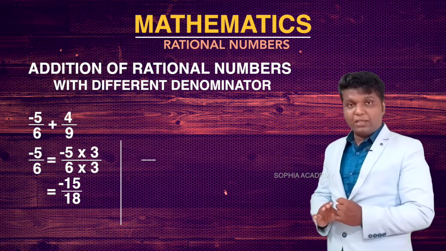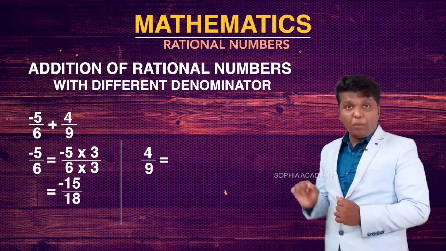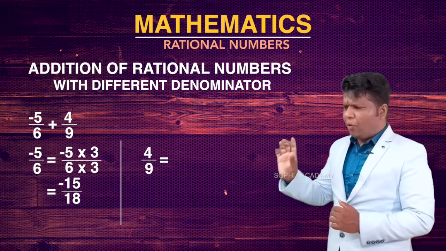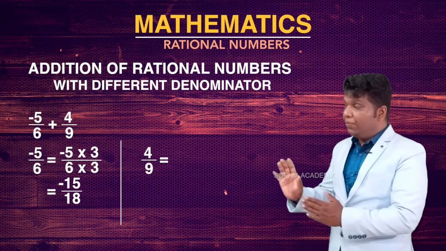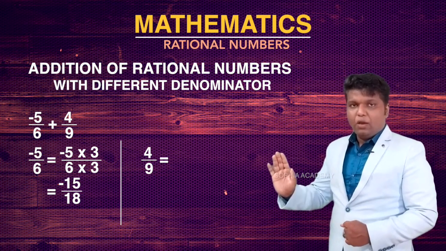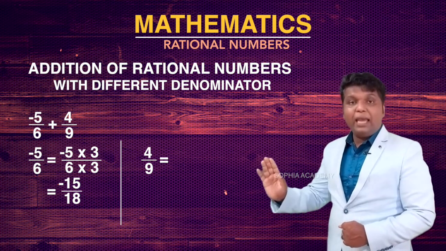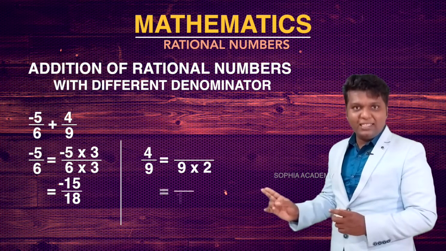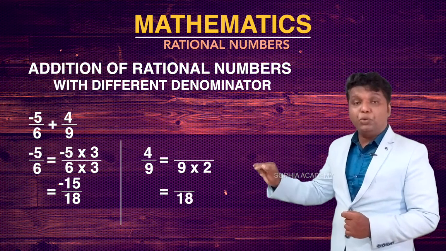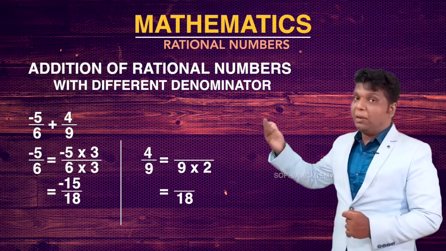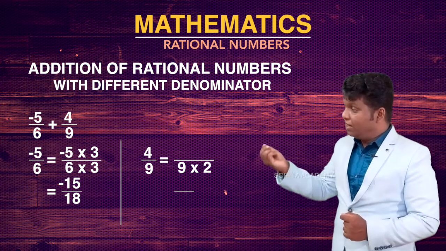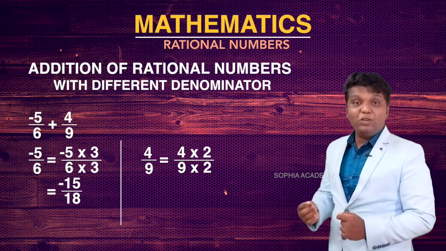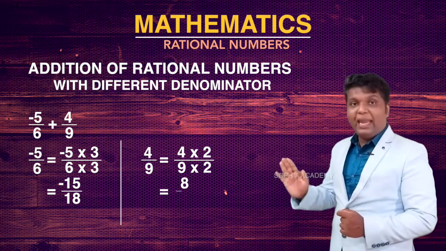Let us take the second fraction. What is the second fraction? 4 by 9, right? So here just focus your eyes on the denominator part only. Now the denominator is 9. By which number should we multiply this 9 so that it will become 18? It's 2, right? 9 2s are 18. So you have to multiply by 2. So definitely you have to multiply the numerator also by 2. So this will become 4 into 2 divided by 9 into 2. What is 4 into 2? It is 8. So 8 by 18.